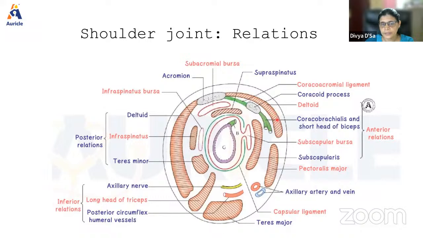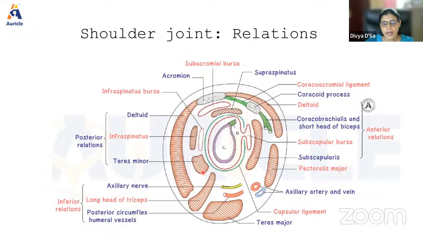Here we will see the anterior fibers of the deltoid muscle. This is the pectoralis major, and in that we will see the axillary artery and the axillary vein. Superiorly here, this is the acromial process. So the subacromial bursa is there, and beneath that is the supraspinatus muscle. Posteriorly, we have the deltoid muscle. This is the infraspinatus muscle, and teres major muscle.